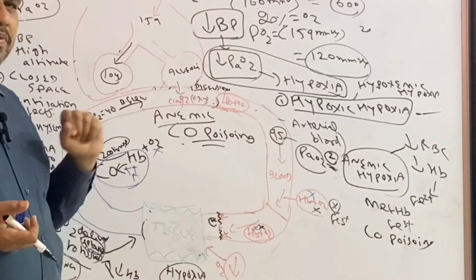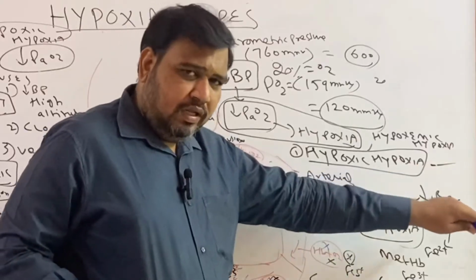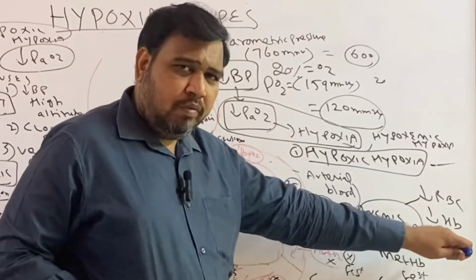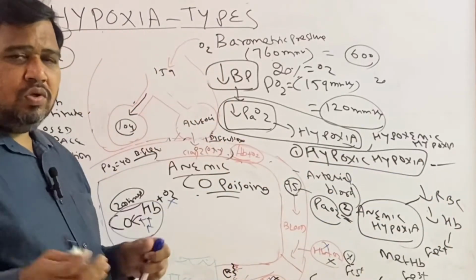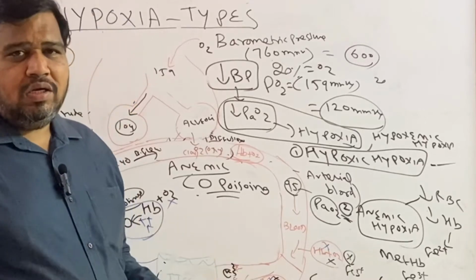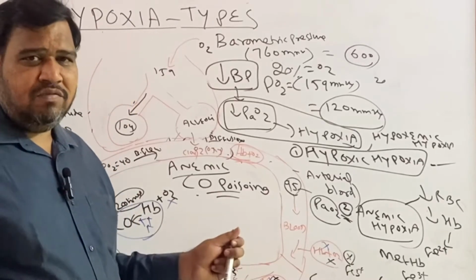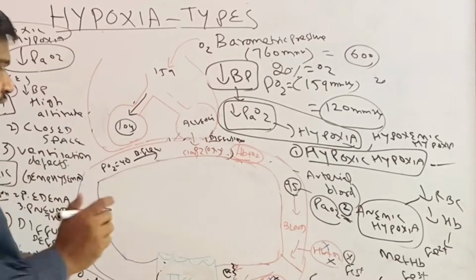So the hemoglobin is the problem: decreased RBC, decreased hemoglobin, or methemoglobin, or carbon monoxide poisoning. So it is either a quantitative or qualitative decrease in the oxygen carrying capacity of the blood. Very, very important. Let's move to another type of hypoxia.